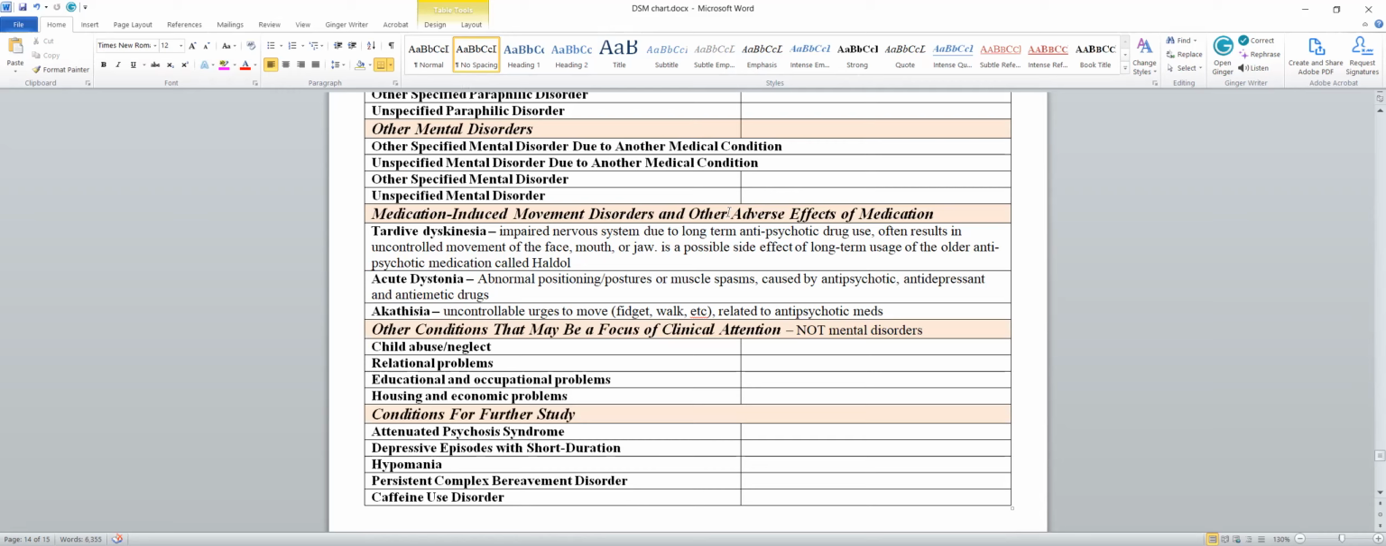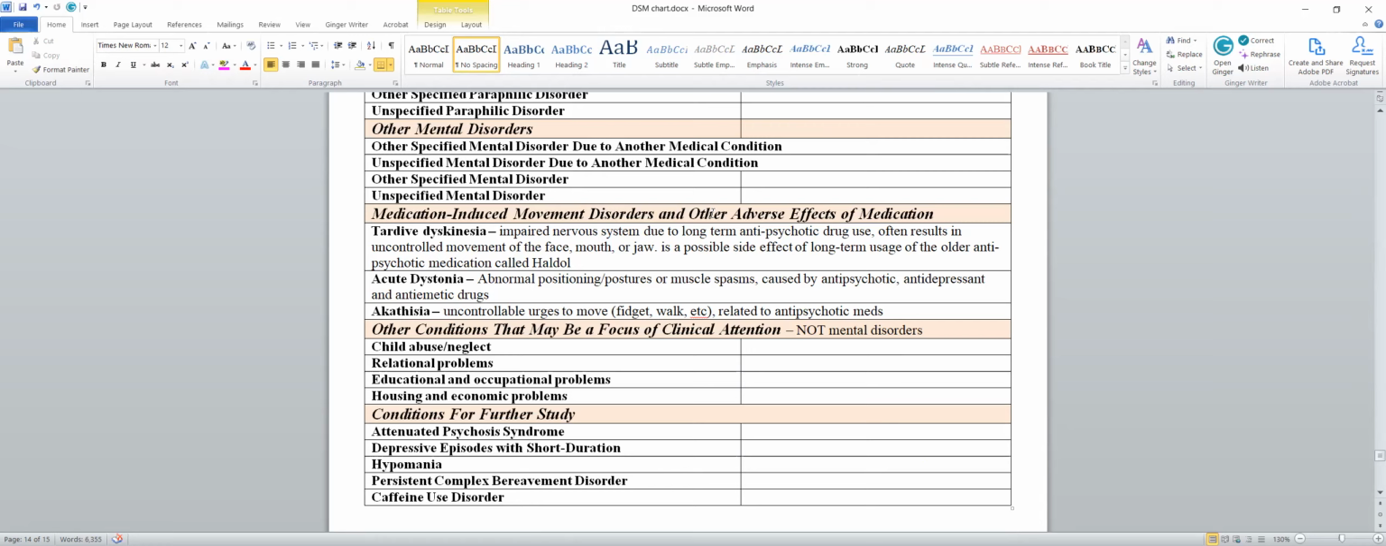Okay, on the home stretch. Medication-induced movement disorders and other adverse effects of medication. Tardive dyskinesia: impaired nervous system due to long-term antipsychotic drug use. Often results in uncontrolled movement of the face, mouth, or jaw. Is a possible side effect of long-term usage of the older antipsychotic medications such as Haldol.